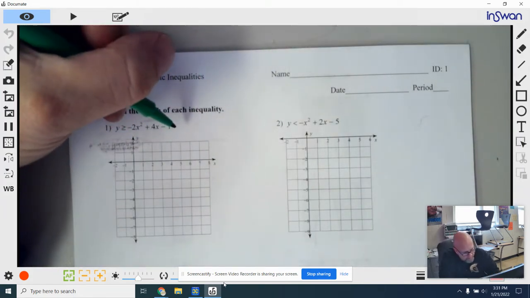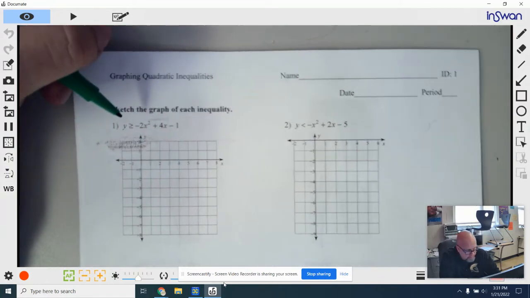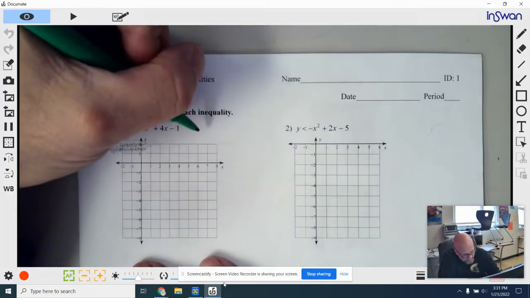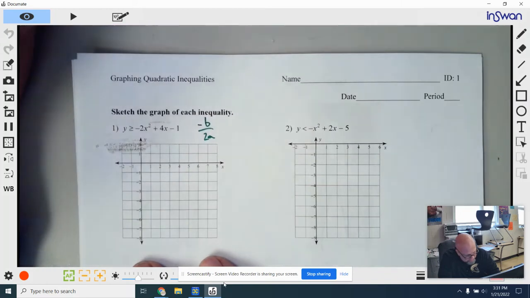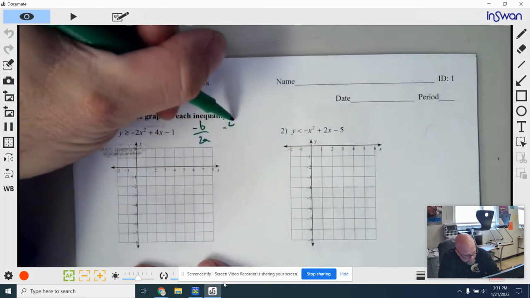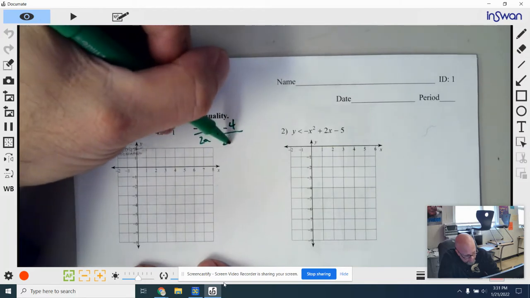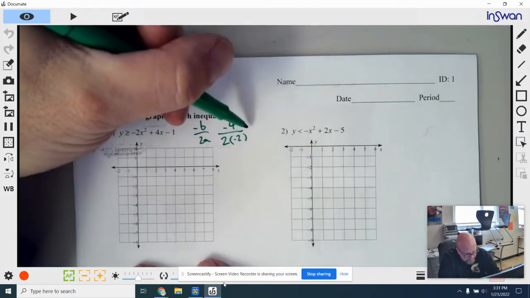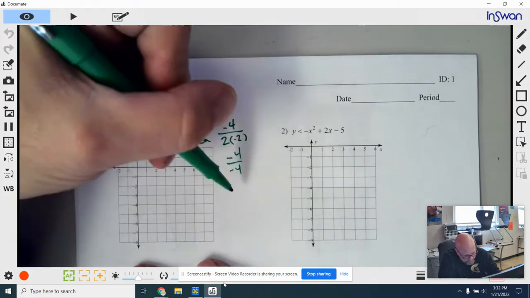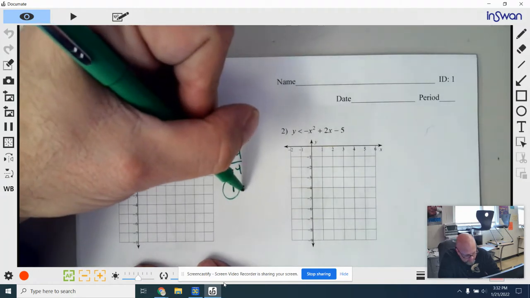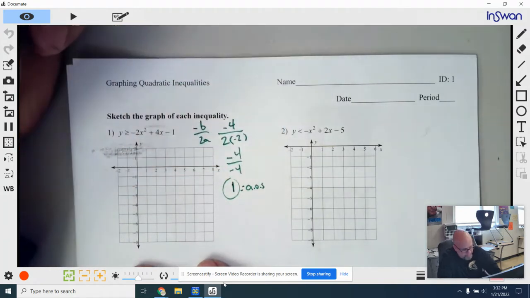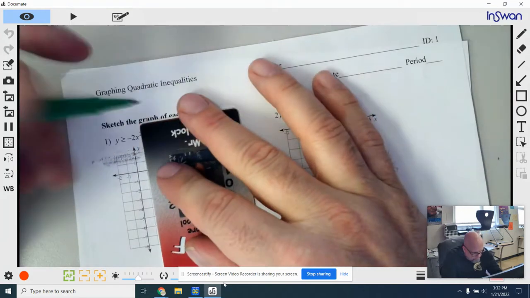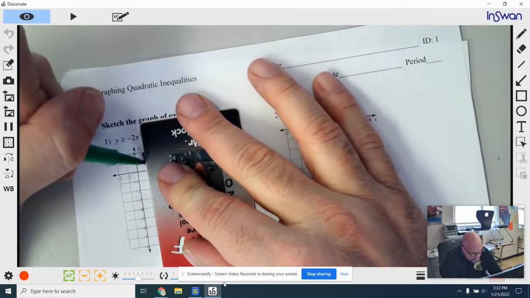So first off, I'm going to identify my axis of symmetry. That's not going to be any different. So identify axis of symmetry. That's still your negative b over 2a. So in this case, we see negative 4 over 2 times a, and my a is negative 2. So negative 4 over negative 4, so that's going to be a positive 1. So that is my axis of symmetry. All right, so let's go put our axis of symmetry at 1. So draw my dashed line.